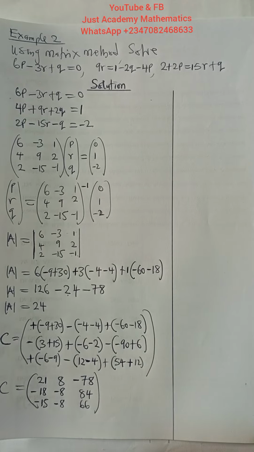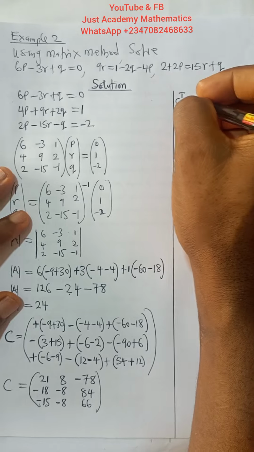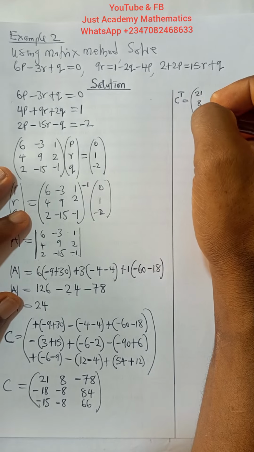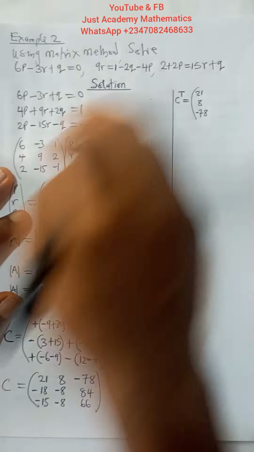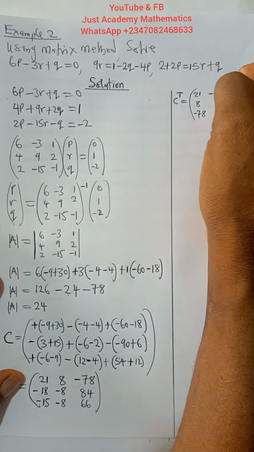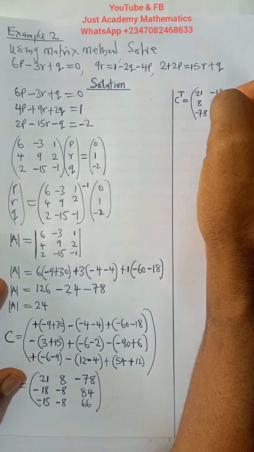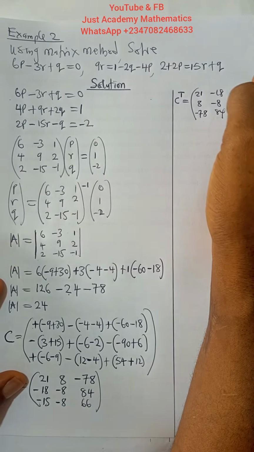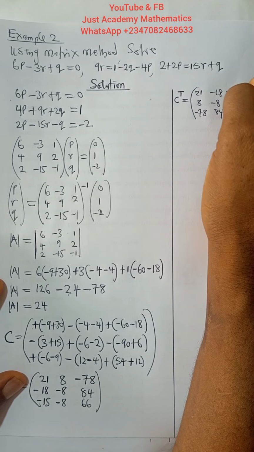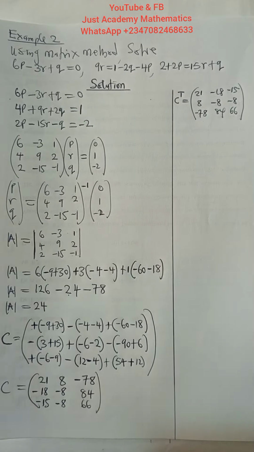Okay. Now that we know the cofactor, let's go for the cofactor transpose. Cofactor transpose is now equal to what? 21, 8, minus 78, followed by minus 18, minus 8, 84, followed by minus 15, minus 8, 66. So that is the transpose of the cofactor.